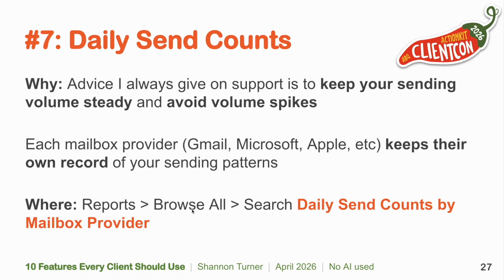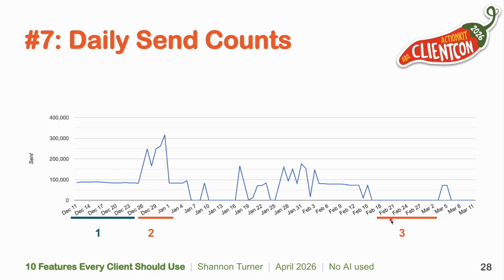So let's look at a few graphs to understand what we're looking at. You'll be able to find this built-in report at Reports. On the Reports tab, go to Browse All and then search for daily send counts by mailbox provider. Now I want to show several graphs and talk about some things that I like and some problems that I see.